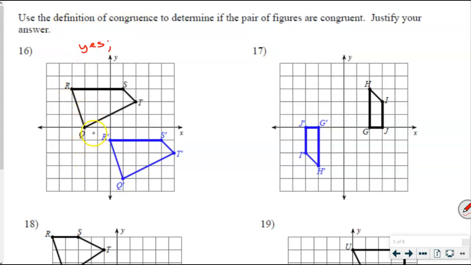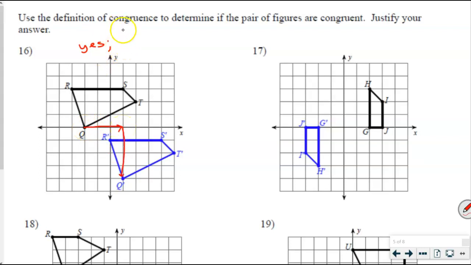Let's just go ahead and do 16 right now. Yes, they're congruent. You don't have to draw anything. You just have to use the definition of congruence. Are these congruent? I'm going to say yes, but I'm going to prove it by saying I can translate 2 units to the right and not 2 units. Let me recount that. 3 units to the right. And 1, 2, 3, 4 units down.